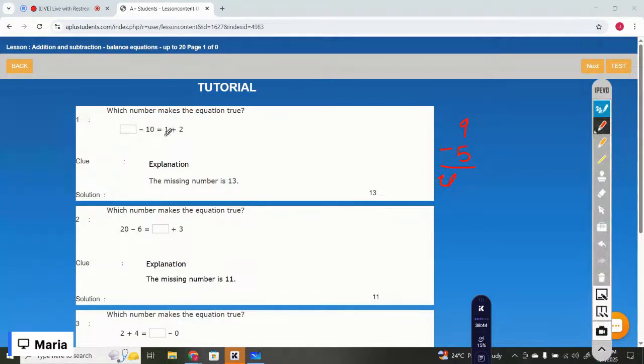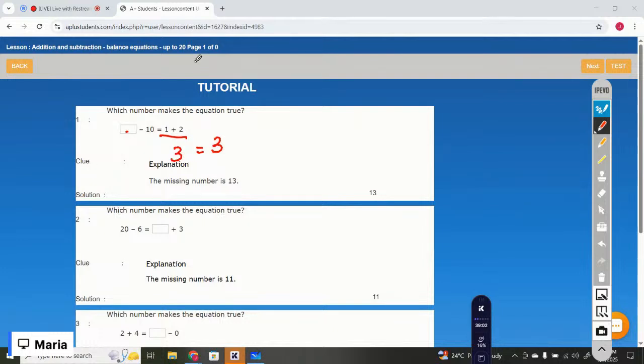So basically, balancing an equation means both sides of the equation must have the same answer, right? For example, here you have 2 plus 1. So 2 plus 1 makes 3. Now you need to find a number that when subtracted from 10 makes the answer 3.